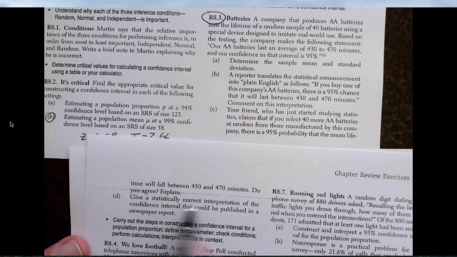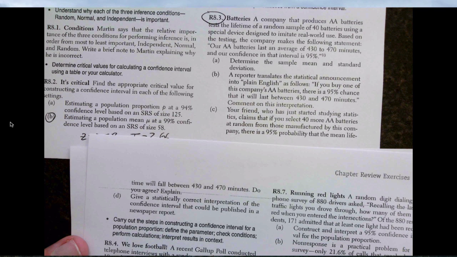All right, give a statistically correct interpretation of the confidence interval that could be published in a newspaper report. Okay, so we are 95% confident that the true average life of the AA battery is between 430 and 470 minutes. That's the right way to say it. All right, next problem.